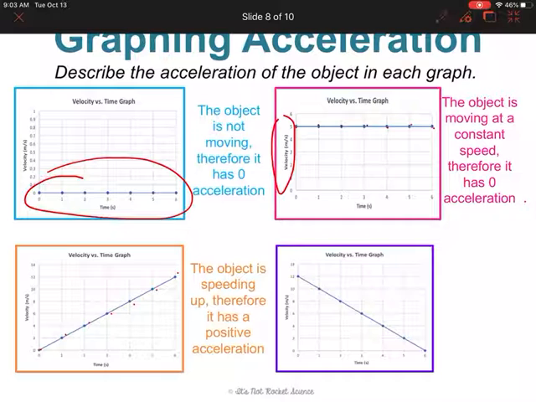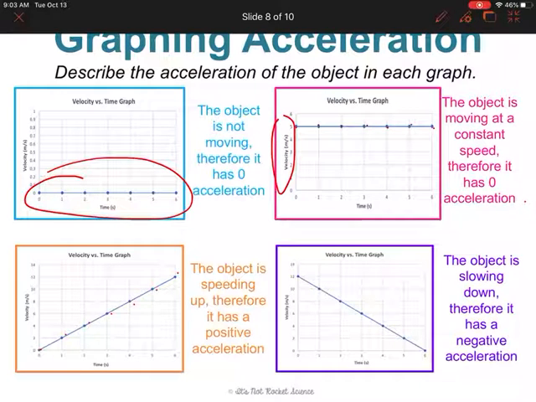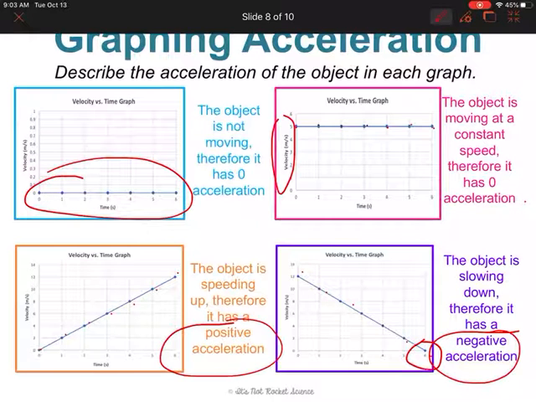And then the other one means that it is slowing down, right? So it starts with a high velocity of 12, right, and slowly works its way down to 0. So it's coming to a stop. So this means it's going to have a negative acceleration, and then the one in orange has a positive acceleration, right, because it's going up, and this one's going down.